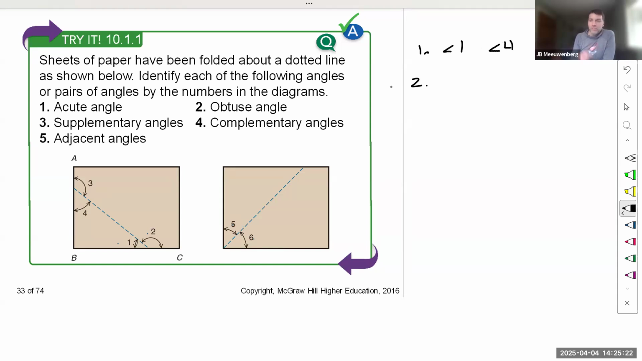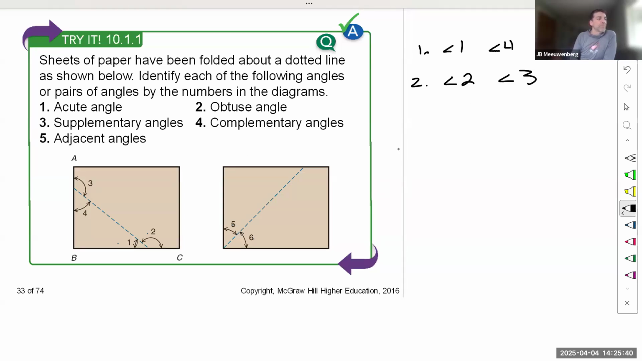Number 2, obtuse. What does obtuse mean? It means it's bigger than 90 degrees, but it's less than 180 degrees. We've got 2 of those. Angles 2 and 3 are both obtuse.